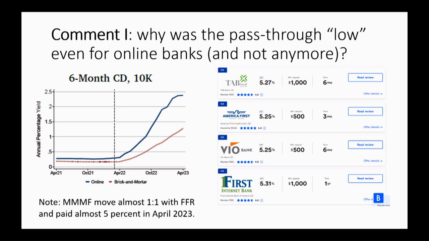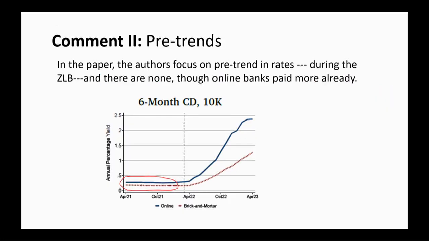On the right-hand side, I put up a screenshot of where all these online banks are, and currently they are very competitive with the money market funds. So they got there eventually, but they had a delay, and I would also be interested in what in their business model allows them to do this and getting these inflows, because you document these inflows.